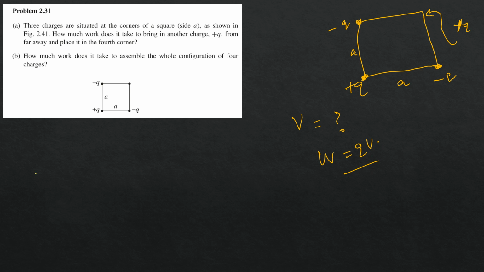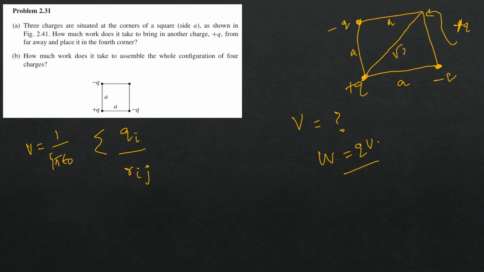So let's find the potential first. Potential is 1 by 4 pi epsilon naught. For example, for a system of charges, that is summation of q_i by r_ij, because different distances are also there. So this is distance a, this is the distance root 2a.